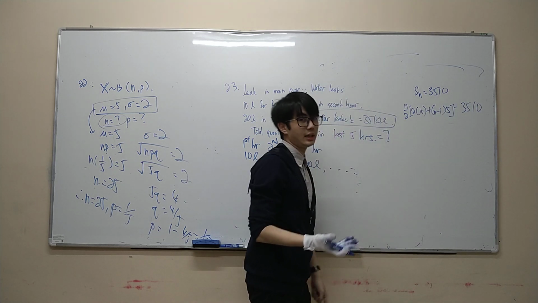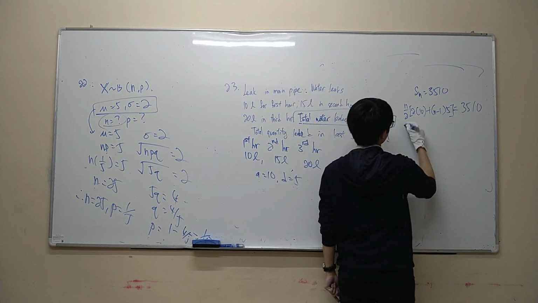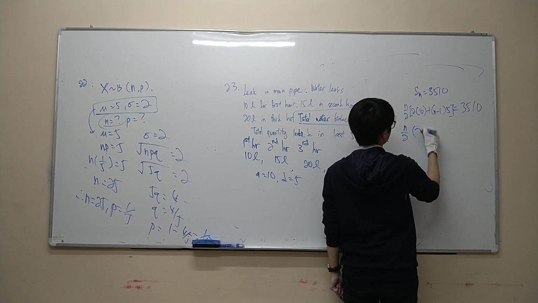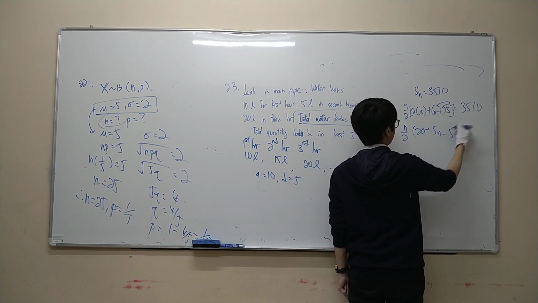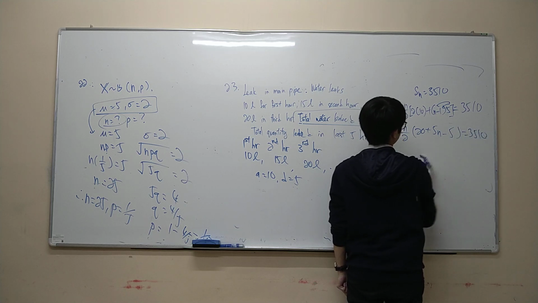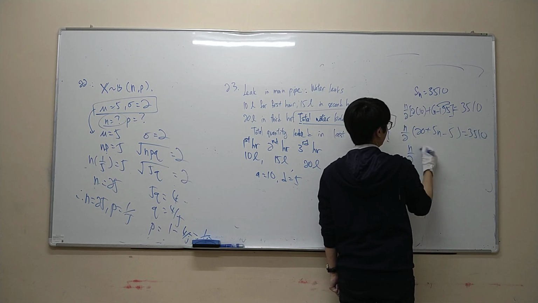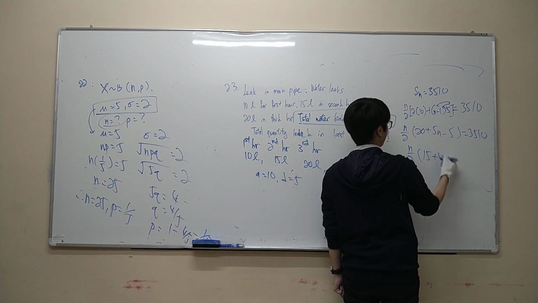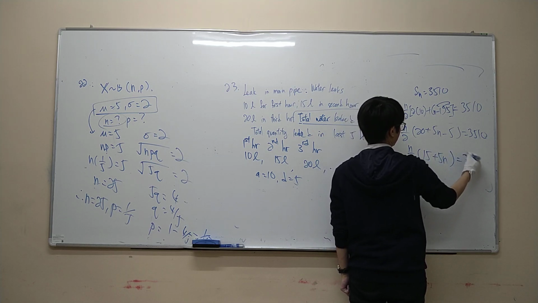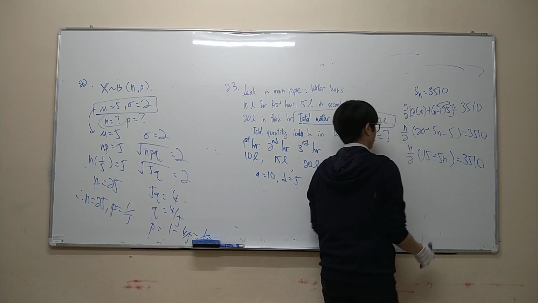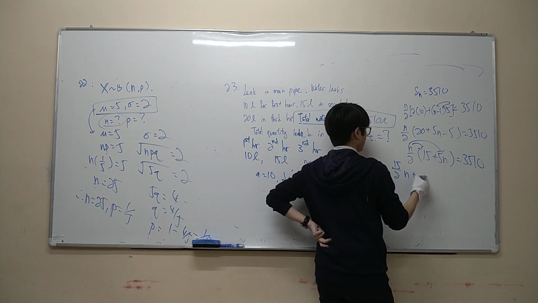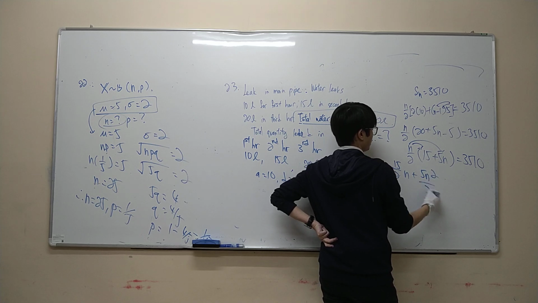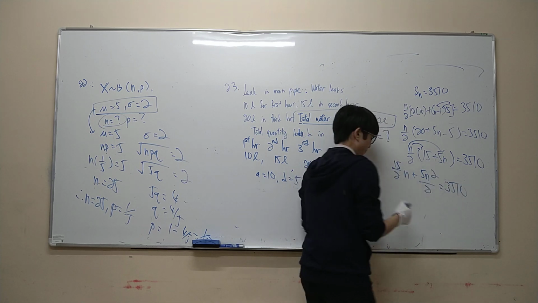So actually I can find my n from here. So how to find the n? It will be n over 2 bracket 2 times 10 is 20 plus, okay, expand, 5n minus 5, equals 3510. So it will be n over 2, 20 minus 5 is 15 plus 5n equals 3510. Okay, expand. So it will be 15 over 2 n plus 5n squared over 2 equals 3510.